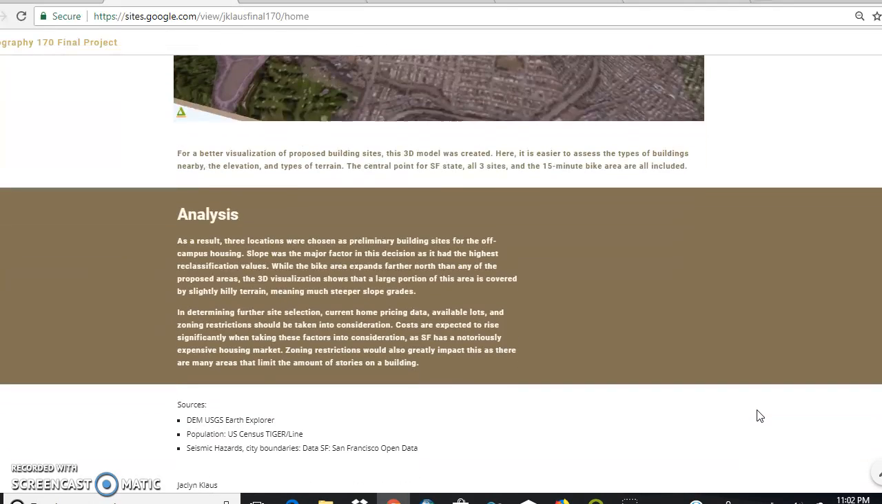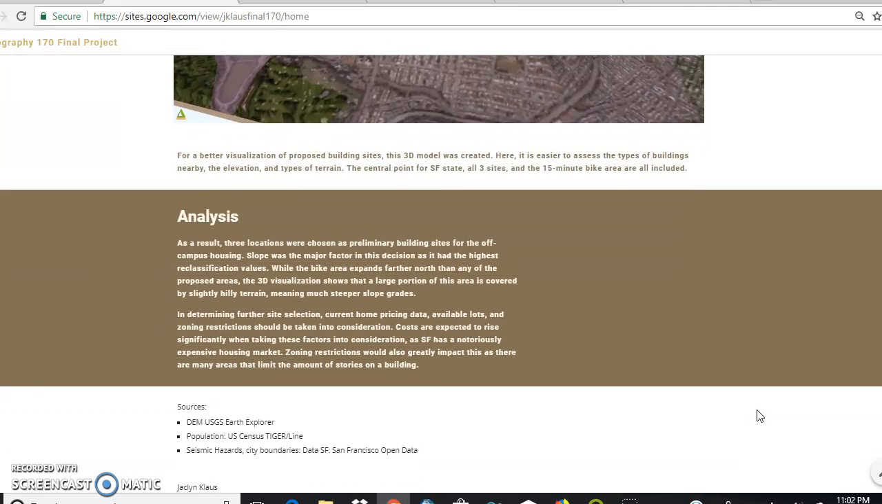Moving forward, this is just initial analysis, an initial cost assessment. I think slope was really one of the biggest factors. And you're limited anyways because much or all of San Francisco is already built on. But when looking towards the future, you should take actual cost into consideration, and zoning restrictions. You might not even be able to build these high-rise buildings, and then open lots, because that could be your best bet if there are open lots.